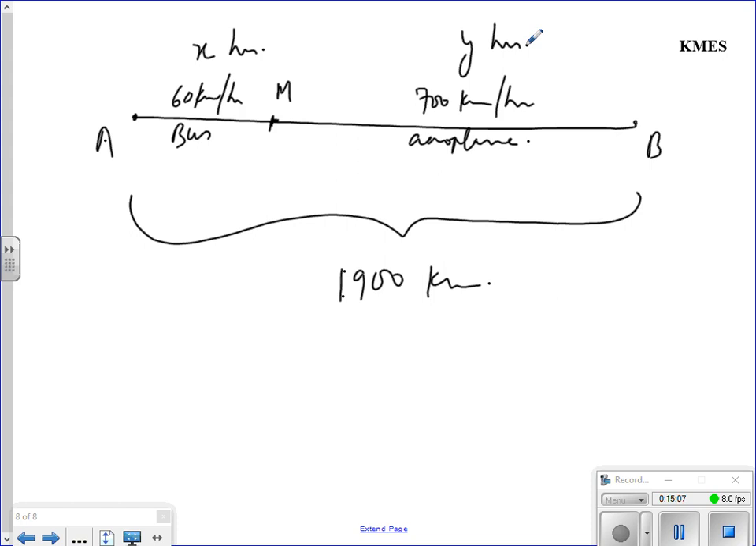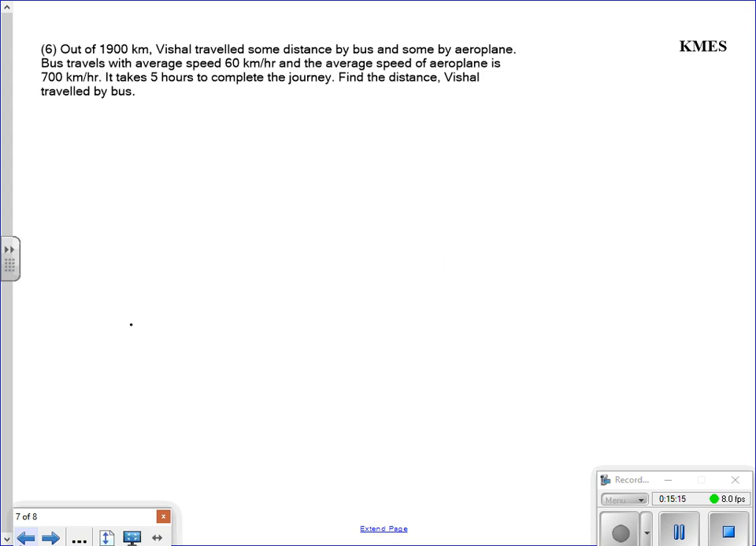Now if you are comfortable with this, we'll go back to our question. We'll just revise the question again and we'll attempt it. Out of 1900 kilometers, Vishal traveled some distance by bus and some by aeroplane. Bus travels with average speed of 60 km per hour and the average speed of aeroplane is 700 km per hour. It takes 5 hours to complete the journey. Find the distance Vishal traveled by bus. That is what is asked, to find the distance that he traveled by bus.